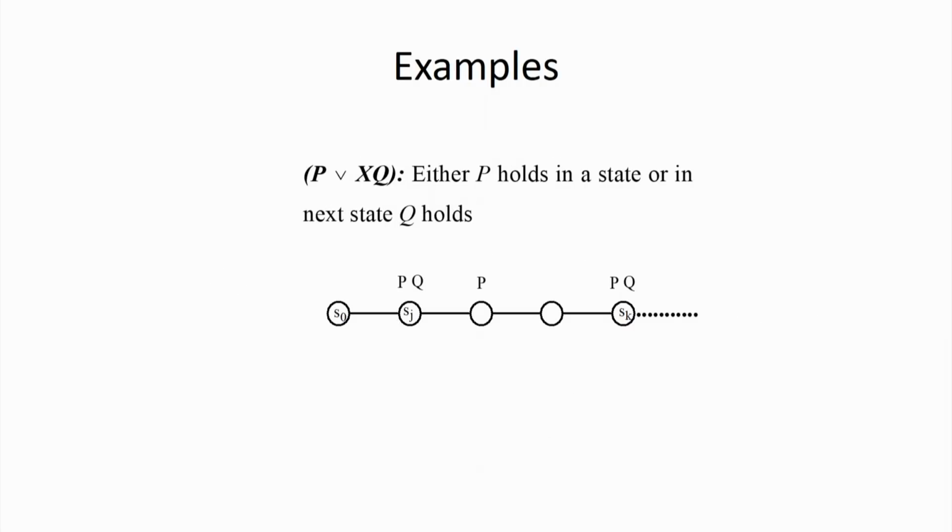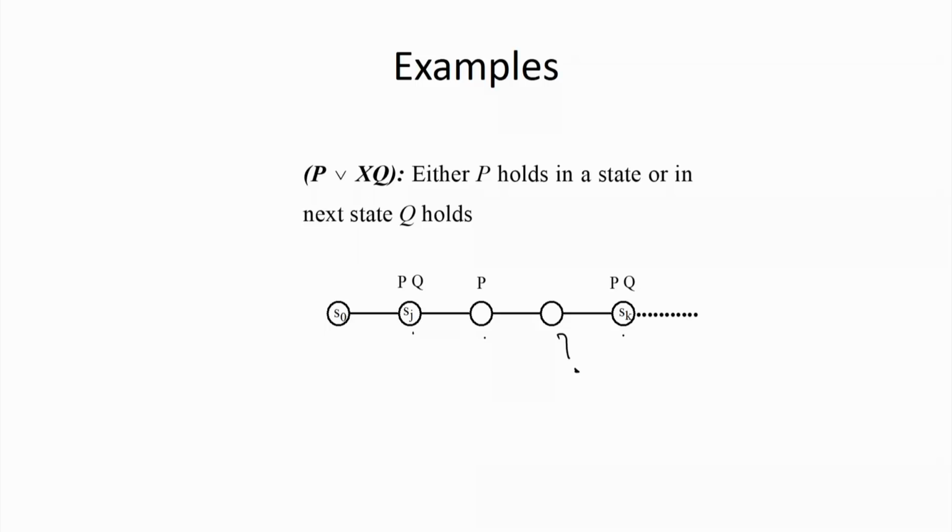Now, it says P or X q, either P holds in a state or in the next state q holds. So, if P is true in a particular state, then P or X q is true. Since P is true at that particular point, P or X q is true. What about in this particular state? P is false. Since P is false, the second component needs to be true.